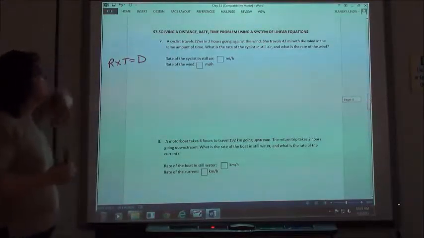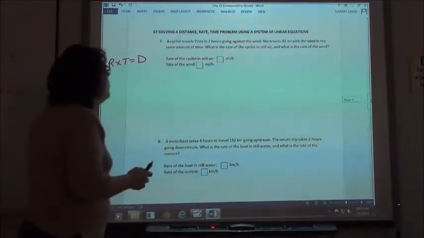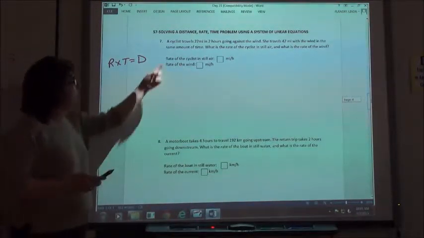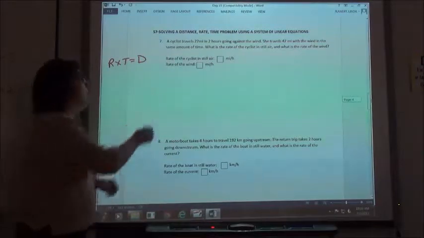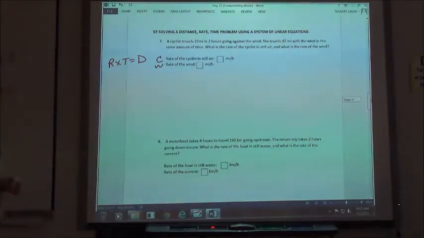A cyclist travels 22 miles in 2 hours going against the wind. She travels 42 miles with the wind in the same amount of time. What is the rate of the cyclist in still air? What is the rate of the wind? So we have two different things: the rate of the cyclist and the rate of the wind.